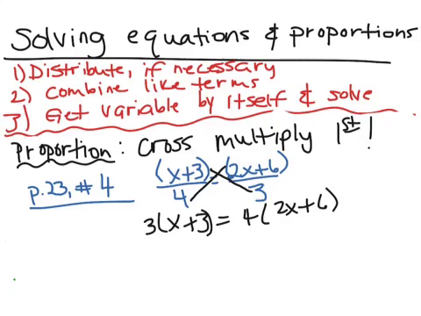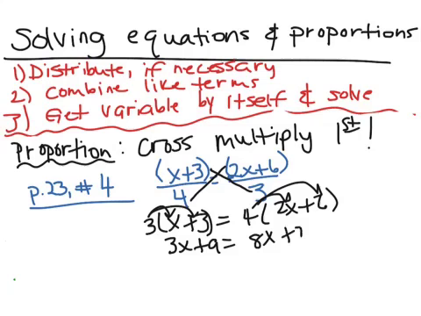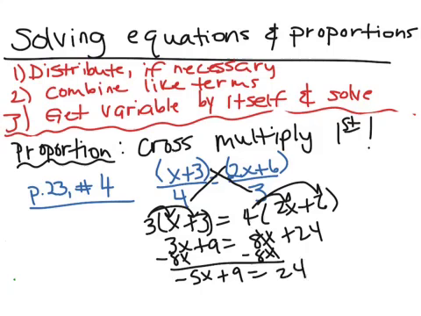Now solve this like an equation. So the first thing I have to do is distribute. So I get 3x plus 9 equals 4 times 2x, which is 8x, 4 times 6, which is 24. Now I want to get all my variables to one side. So I'm going to subtract 8x on both sides. So 3x minus 8x is negative 5x. Negative 5x plus 9 equals 24. So now I need to subtract 9 on both sides.